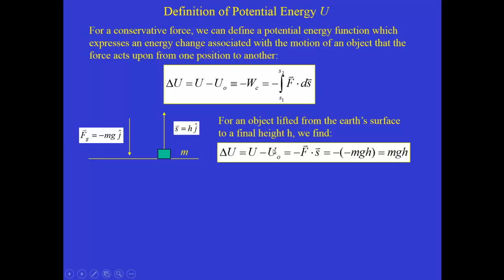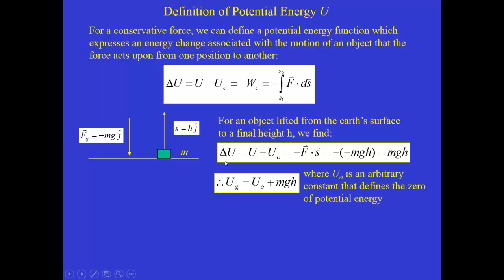And that tells us that the object, when we raise it from the Earth's surface a height h, increases in potential energy by this amount, mgh. And therefore, if we just solve for U, and now we'll give it the subscript g to indicate that this is the potential energy due to the gravitational force, it's equal to its initial potential energy plus mgh.